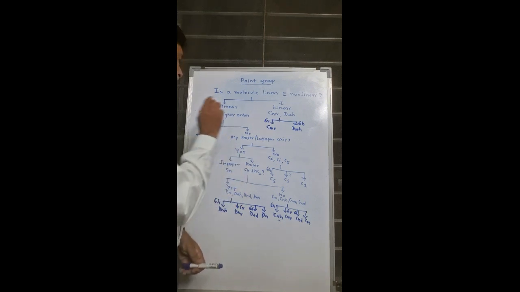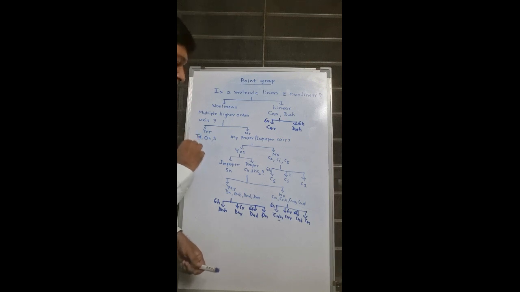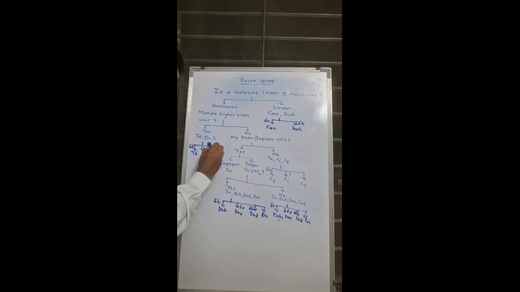Now, in case of non-linear, if our molecule is non-linear, then we have to make a question: multiple higher axes are present? If yes, then we have to make a question: Td or Oh. Sigma d is present, then Td. Sigma h is present means Oh. Otherwise, we have to go for Ih. Any proper or improper axis? Yes. Improper axis means Sn. Proper axis means we have to make another question: Cn perpendicular to nC2s?